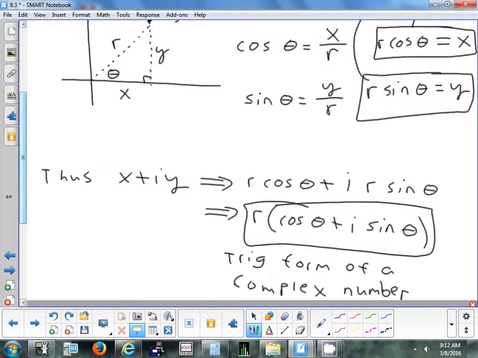This is the trig form of a complex number. It's based on two things. You have to know how far your complex number is from the origin, and you have to know the angle it makes with the positive x-axis.